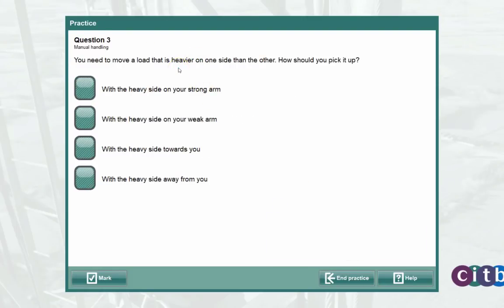You need to move a load that is heavier on one side than the other. How should you pick it up? With the heavy side on your strong arm, with the heavy side on your weak arm, with the heavy side towards you, with the heavy side away from you.